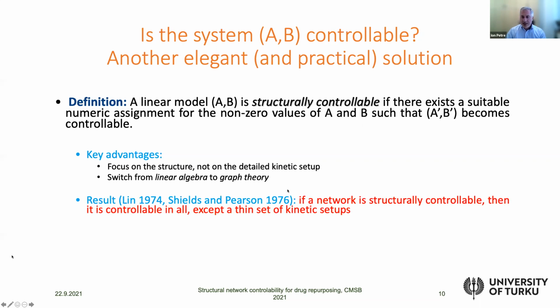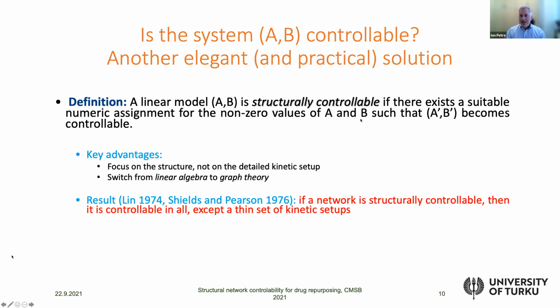And so it turns out that this notion has been clarified already in the 70s. And this is, again, a very elegant solution to the problem, and this time even has a very practical appeal. So there is this result proved by Lin in 1974, and then in a different form by Shields and Pearson in 1976. And what it says is, if a network is structurally controllable, then it's controllable everywhere, except something that I comment on in a moment.